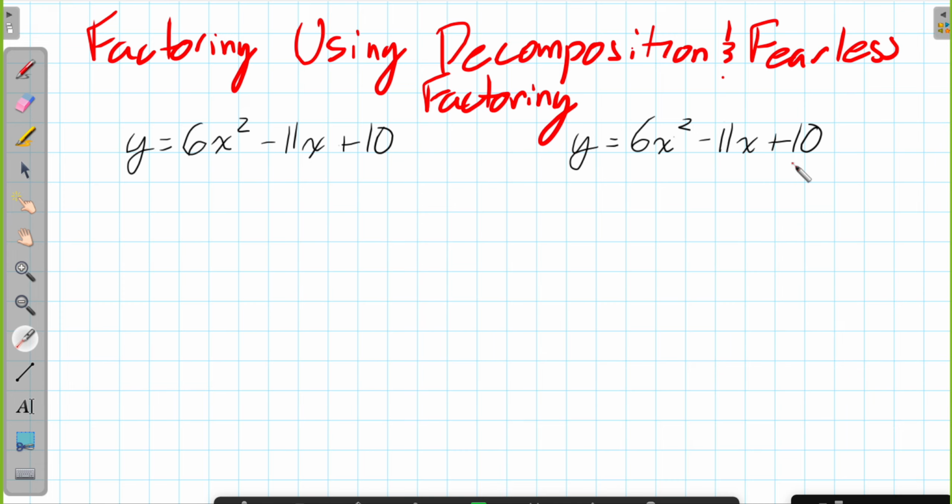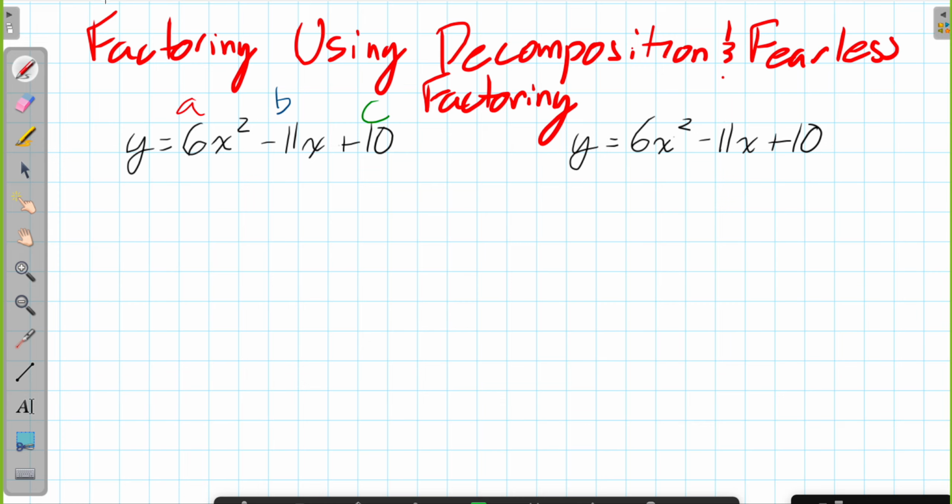At this point, we're going to assume you know what the standard form of a quadratic is. Just for a quick reference, here's your A, your B value, and your C value, because it's going to be important for parts of the decomposition. We'll do decomposition on the left-hand side first, and then I'll show you the fearless factoring stuff on the right.